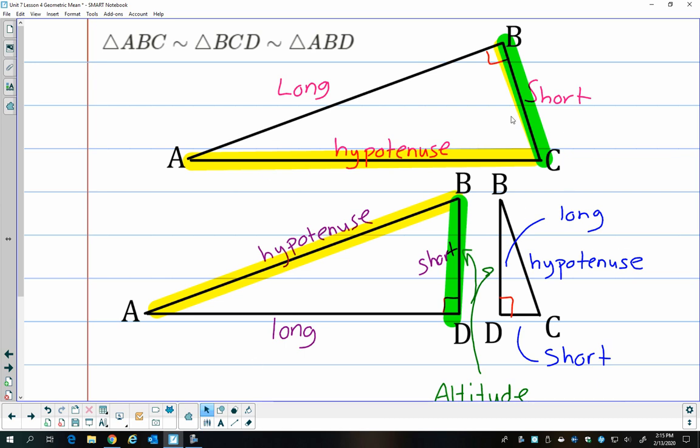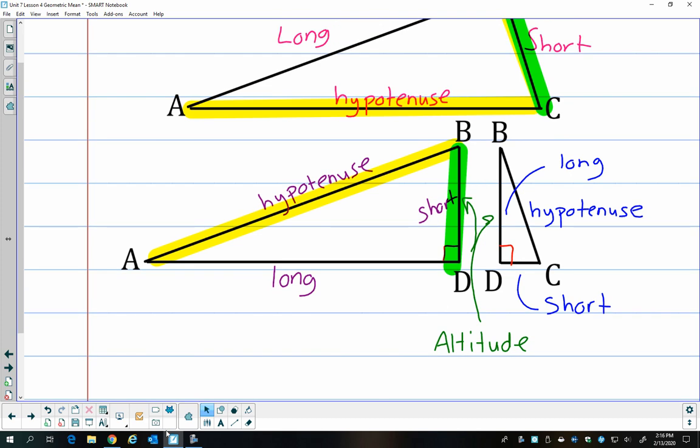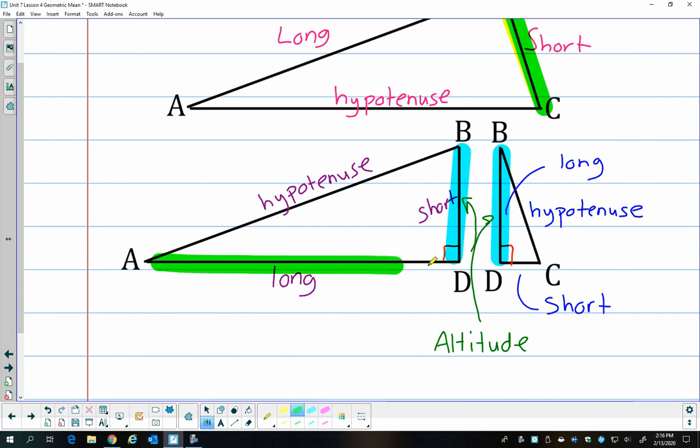Not really endless, but there's a whole bunch of them. But what we end up with is this altitude, actually, this altitude BD is the geometric mean between the long side of my medium triangle and the short side of my small triangle. So again, let me say that again because it was kind of broken up with me clicking.